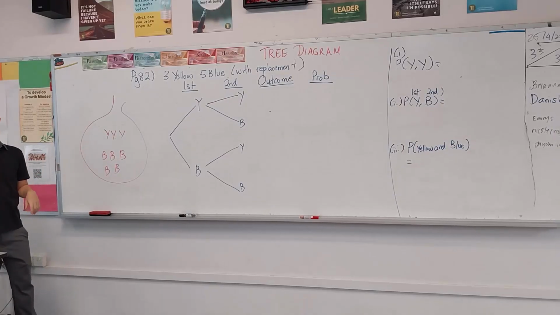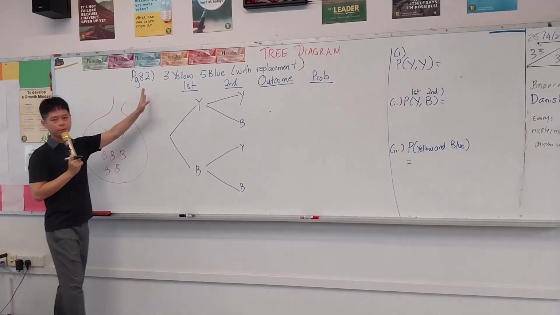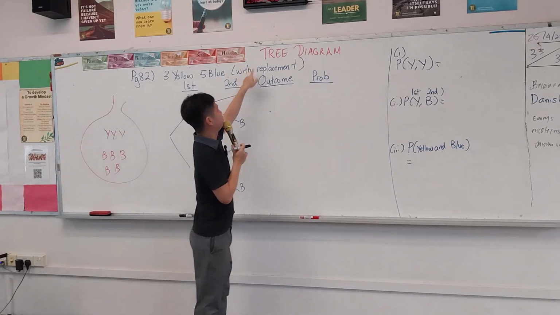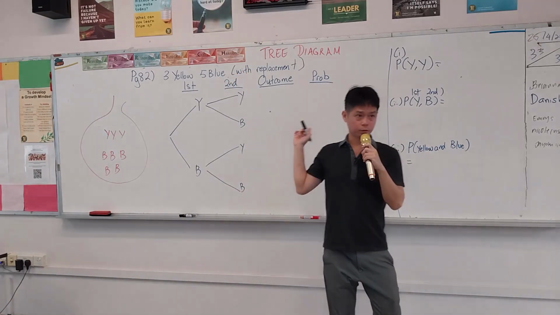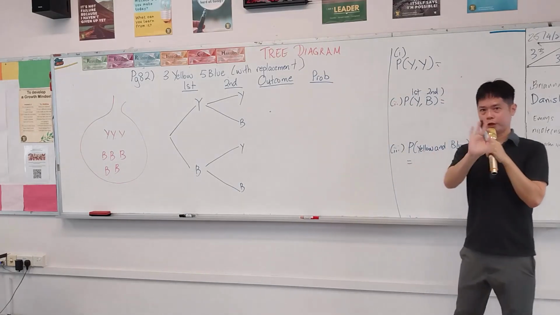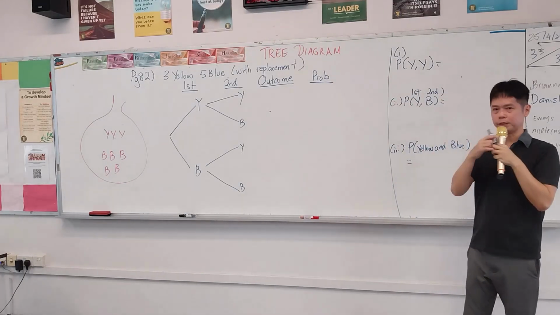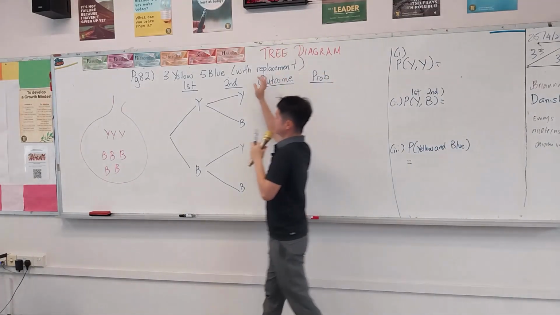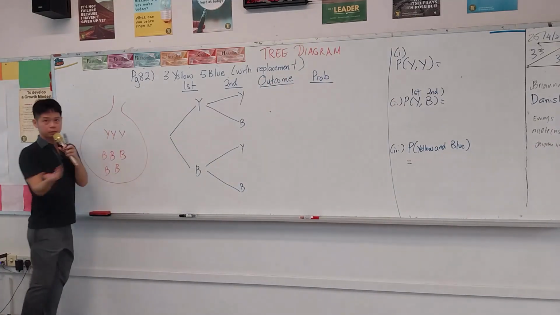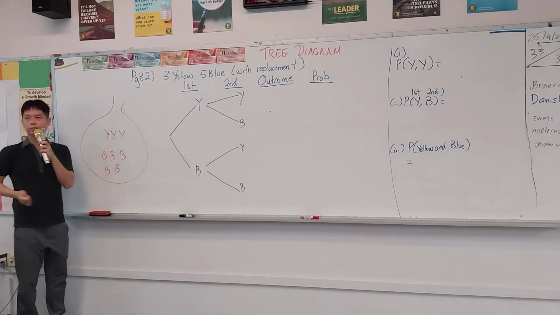Today we are going to touch on the last lesson for probability. We will have tree diagram with replacement. We will use the same question to do tree diagram without replacement. So what does replacement mean? Replacement means that I will take one marble out and then I will put it back.